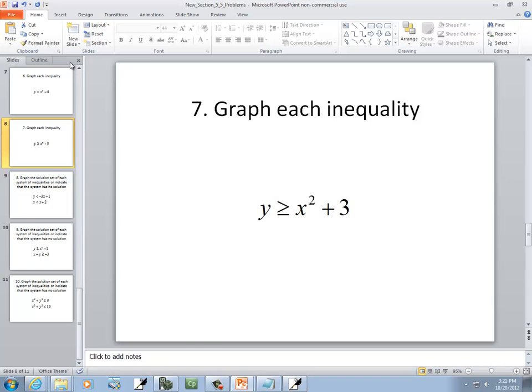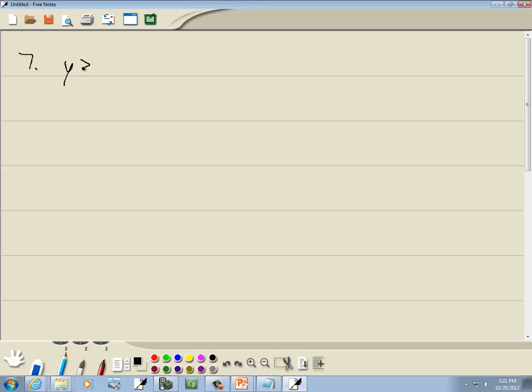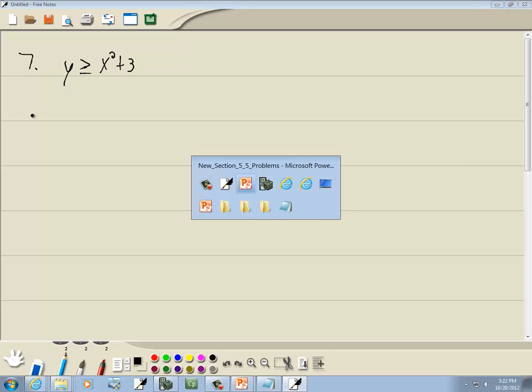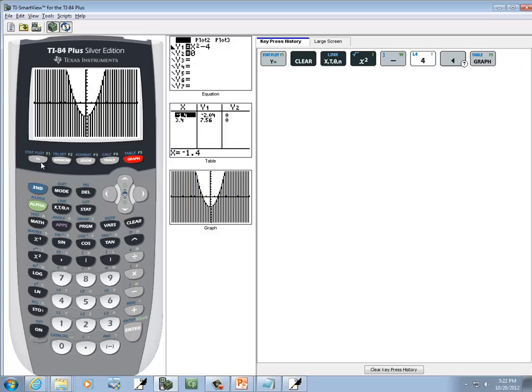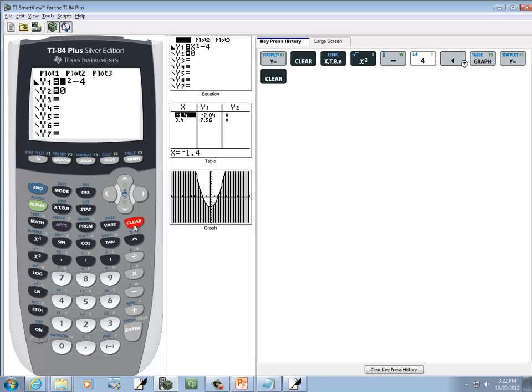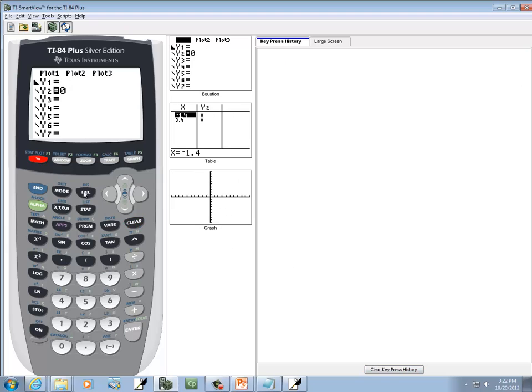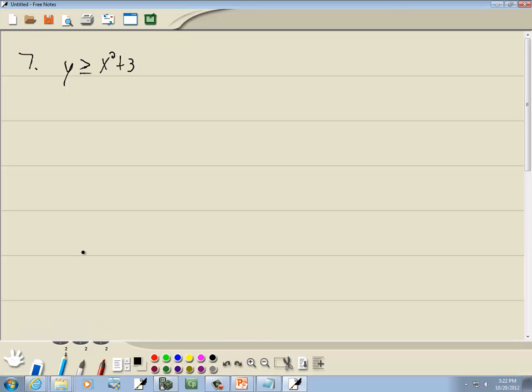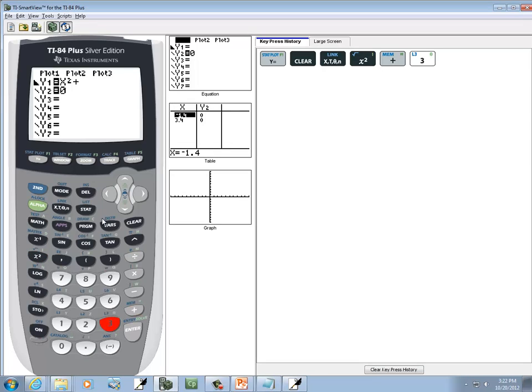Now I'm just going to do this on the calculator. Y is greater than or equal to x squared plus 3. Although they are pretty easy by hand. Okay. So we're going to press Y equals. I'll press clear. Actually, I need to clear the key press history. Okay, now press Y equals, press clear. I'll do x squared plus 3.